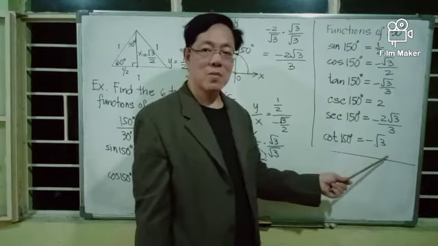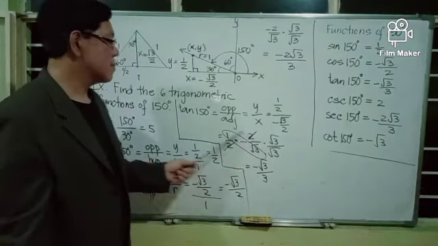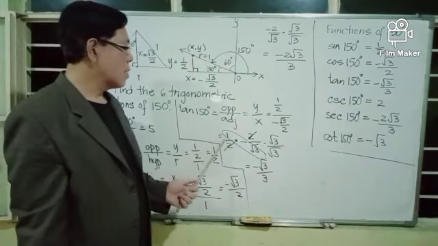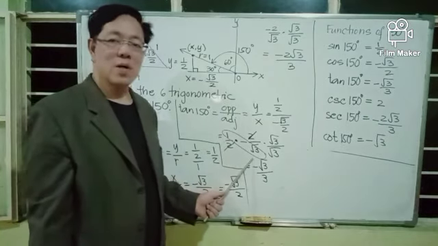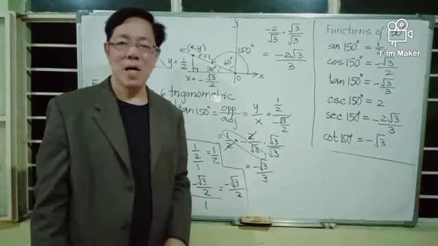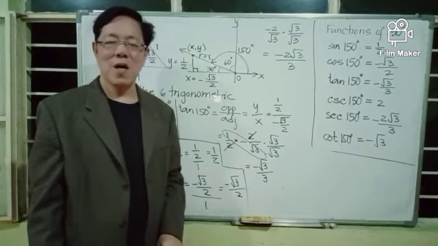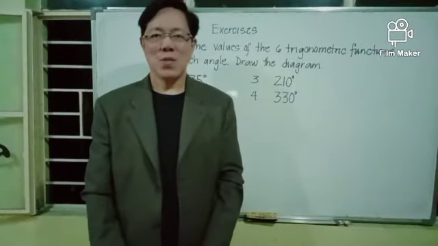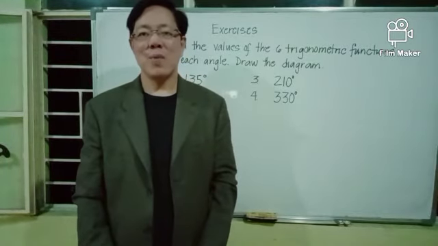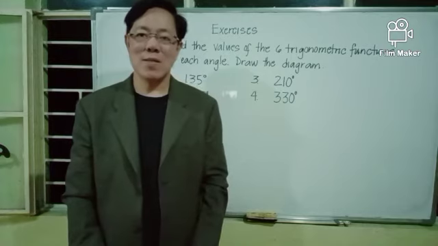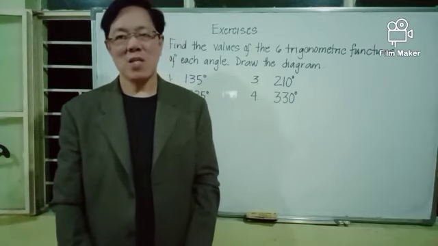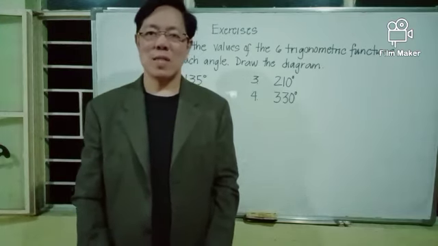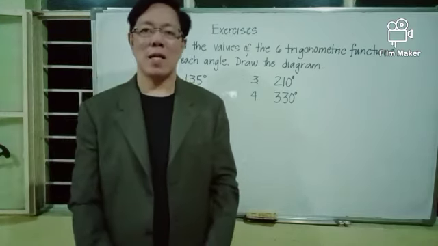We obtain negative square root of 3 from the reciprocal of the original value of tangent of 150 degrees, which is equal to negative 1 over square root of 3. Now we will derive the functions of the special angle 60 degrees. Due to lack of time, we will derive the values of the 6 trigonometric functions of the special angle 60 degrees. And also in the next lesson, we will take up the functions of quadrantal angles.